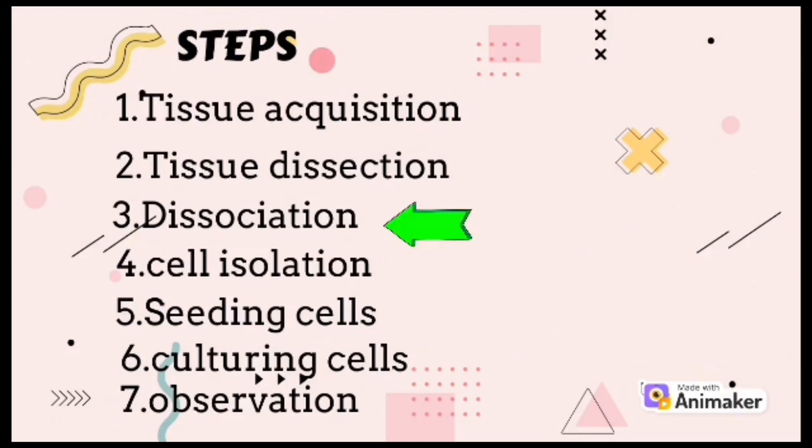Then we have dissociation. In this, the dissected tissue is treated with enzymes to obtain individual cells. This step separates the cells from each other and allows them to be cultured independently. In cell isolation, the specific cell type of interest is isolated from the dissociated cell mixture. This can be done through techniques such as filtration, centrifugation, or selective adhesion to the culture surface.